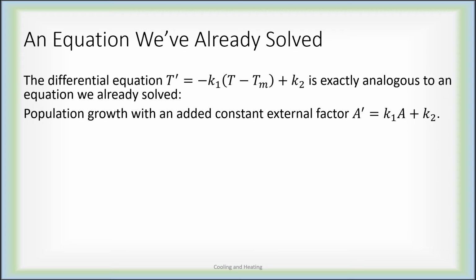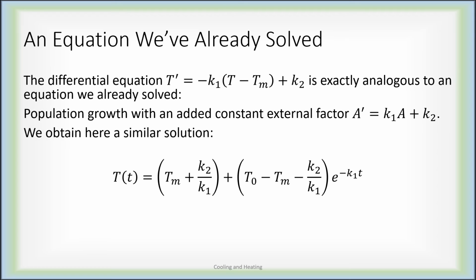So we can solve this with the same techniques that we used in the previous video. And we're going to end up with a pretty similar solution. We're not going to go through all the work of doing it again. Here's what you'll get. Compare this to Newton's law of cooling, and you'll see it's actually quite similar. In Newton's law of cooling, this K2 over K1 is not present, nor is this one. But that's really the only change between the two solutions.